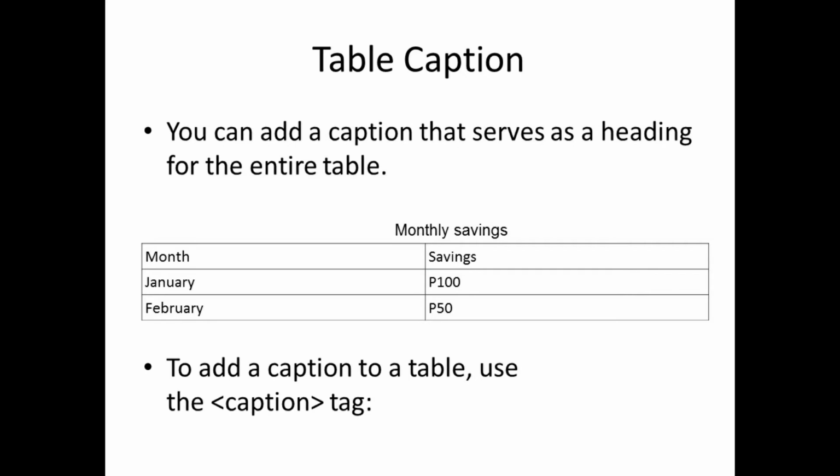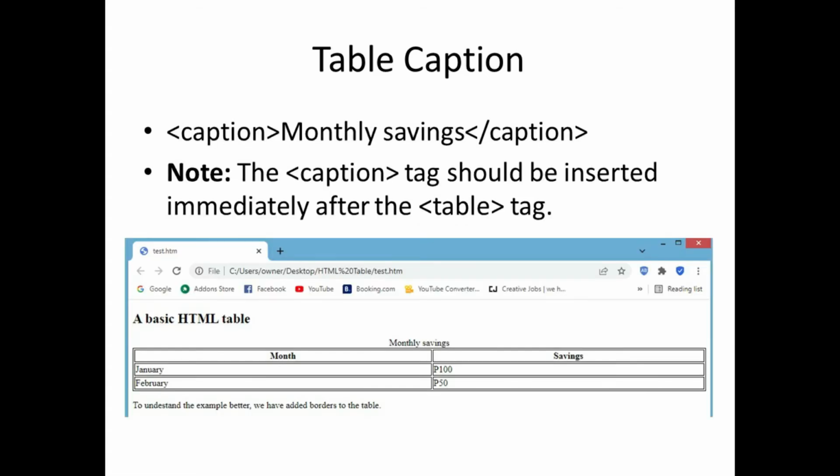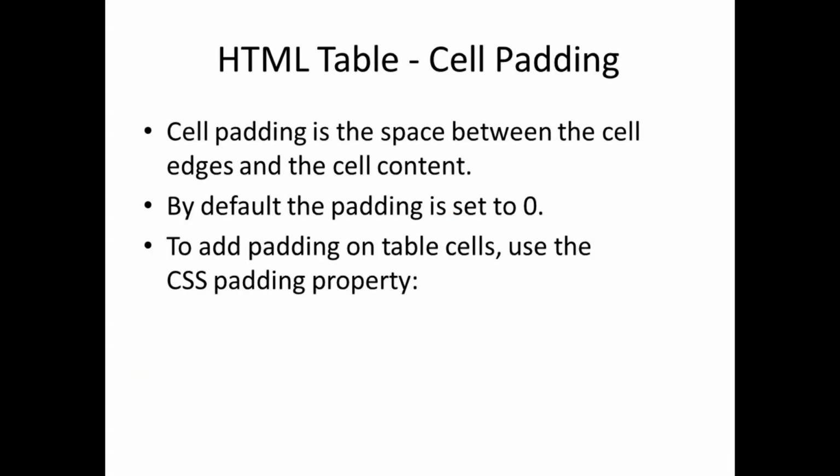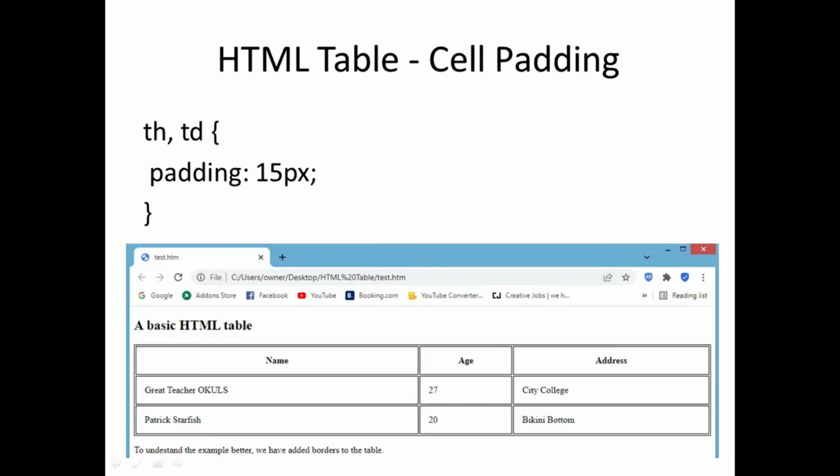To add a caption to a table, use the caption tag. Note, the caption tag should be inserted immediately after the table tag. HTML table padding and spacing. HTML tables can adjust the padding inside the cells, and also the space between the cells.